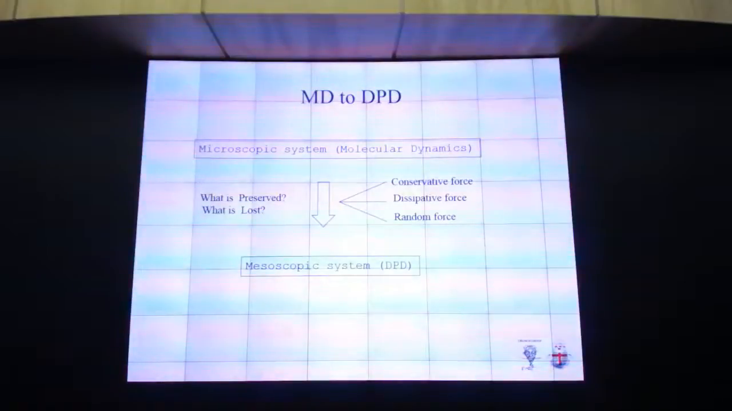Going from molecular dynamics to this mesoscopic method, what is preserved? What is lost? What's the conservative force? What's the dissipative force? What's the random force? And if we look at static properties, like the structure of the fluid, do we have it? If we look at viscosity, diffusivity, and other properties, do we have the same?